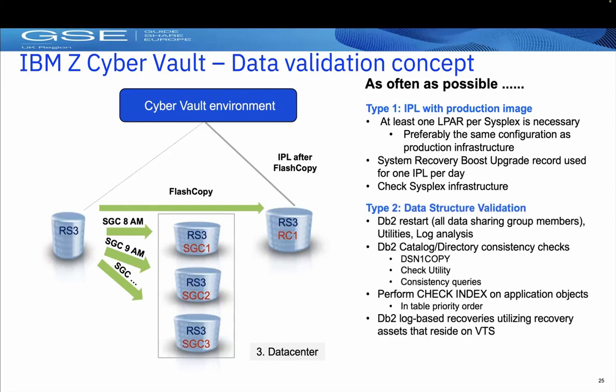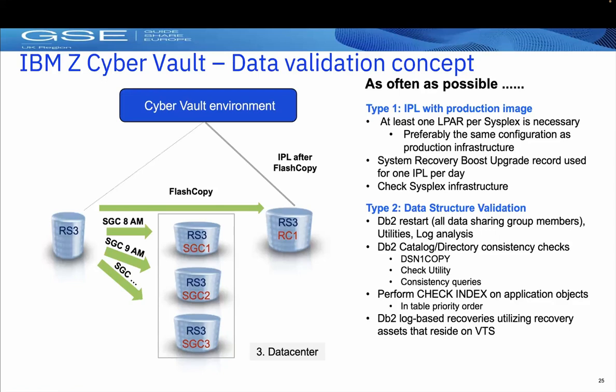Type 2 data validation would be to do a Db2 group restart and do checks and balances on our friendly catalog and directory, usually during a release and disaster recovery: the consistency checks on the catalog and directory, DSN1COPY, check utility, consistency queries. And then from there, this is where it gets a little bit of concept versus reality.